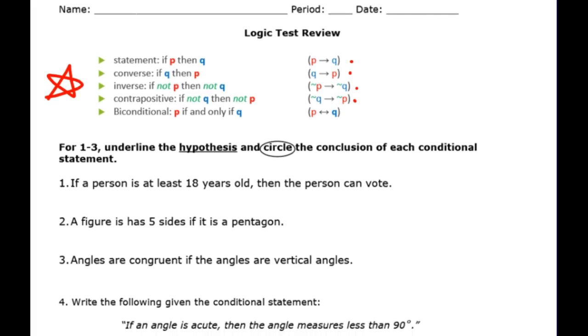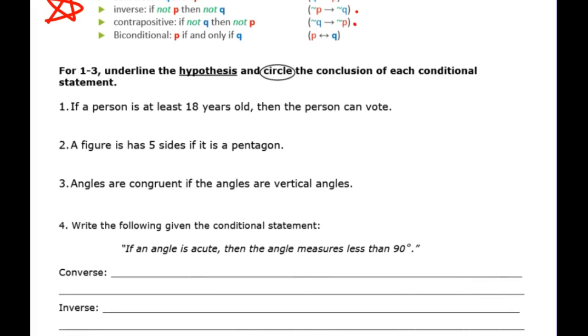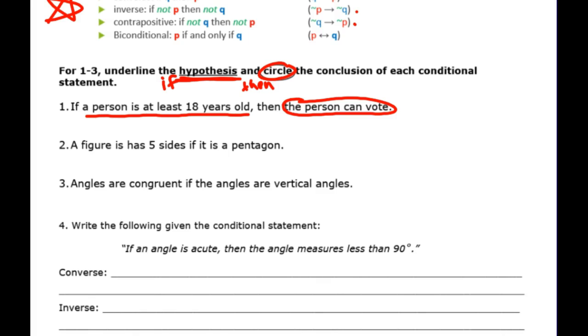So, let's look at number 1. Underline the hypothesis, circle the conclusion. Please remember that you underline after the word if, and then you circle after the word then. Okay? So looking at number 1, I'm looking for the if, and there it is at the beginning. If a person is at least 18 years old, then the person can vote. See how that works? After the if, I underline. After the then, I circle.